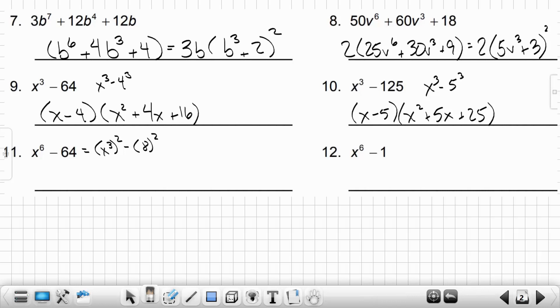A plus B. So let's stop for a second. A plus B. What's my A? X cubed. A plus B. What's my B? 8. Times A. What's my A? X cubed. Minus B. What's my B? 8. So that's how difference of squares works. I have something squared minus something squared, something plus that, something minus.